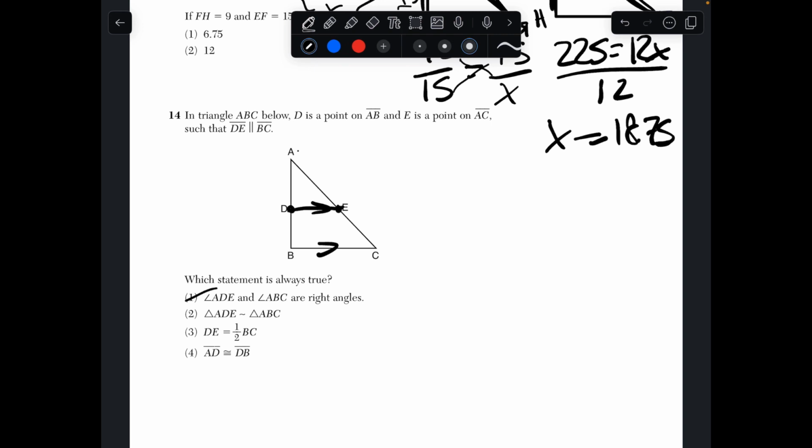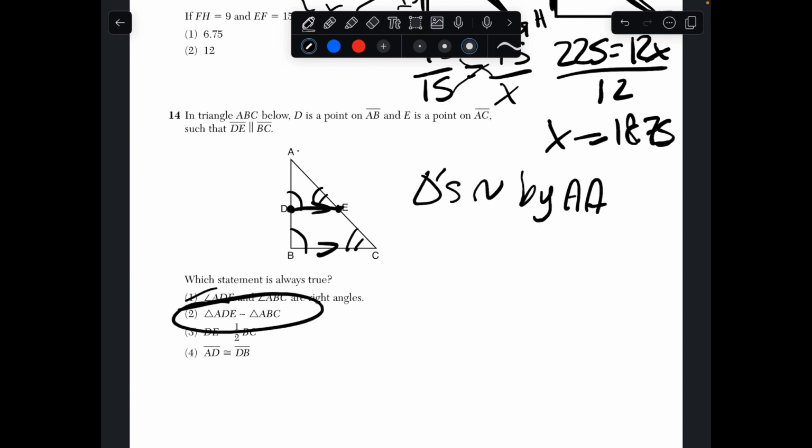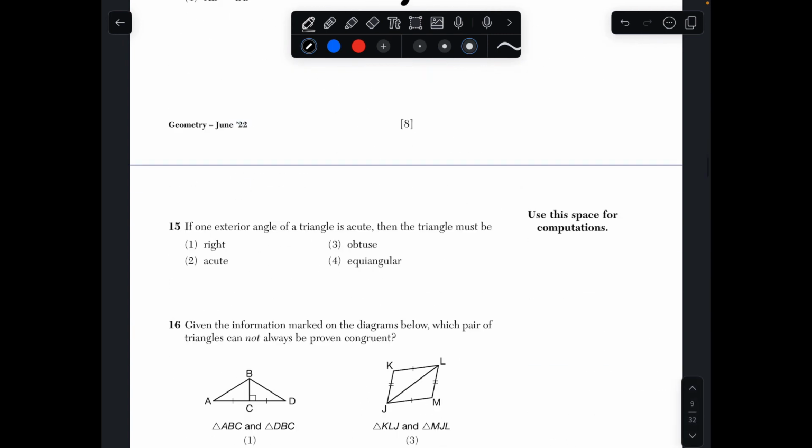ADE and ABC as triangles are similar. So if these are parallel, that means we can use our corresponding angles and figure out these triangles are similar by angle. So yes, that is correct. Number 3 is kind of tricky. This is kind of getting at the mid-segment theorem. However, to know the mid-segment theorem, you would have to know that D is the midpoint of AB, and it's just not told to us.